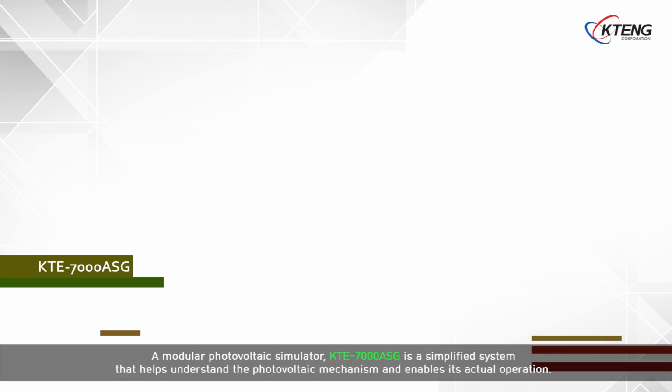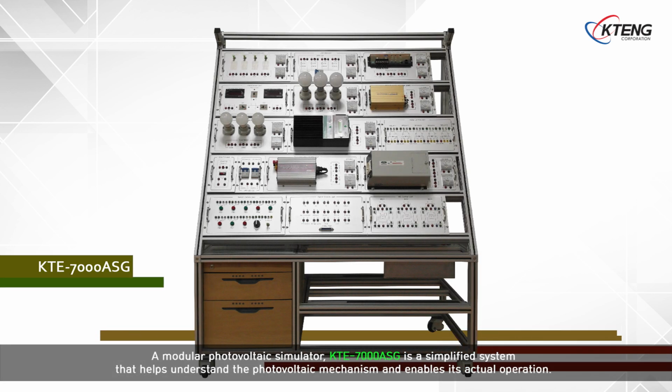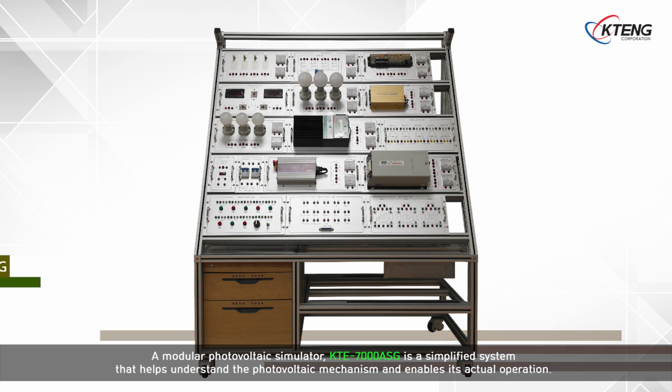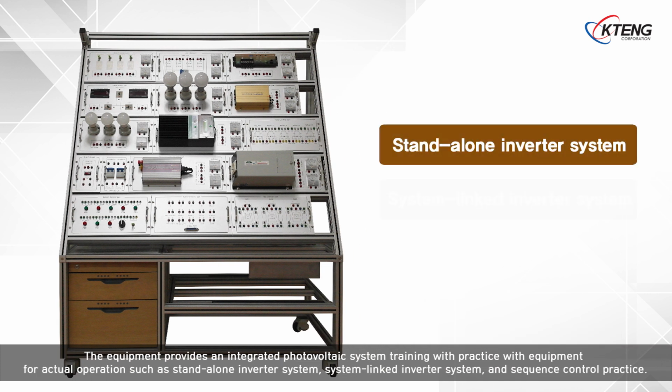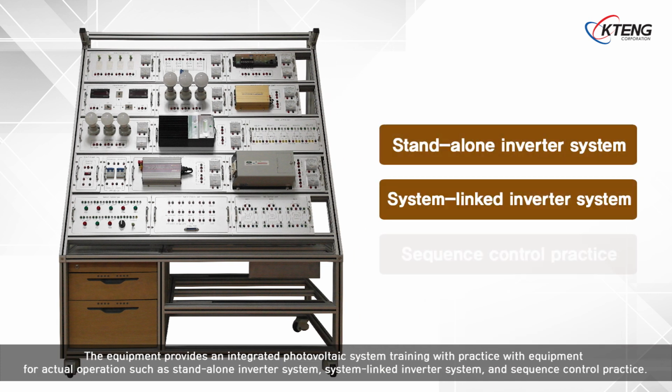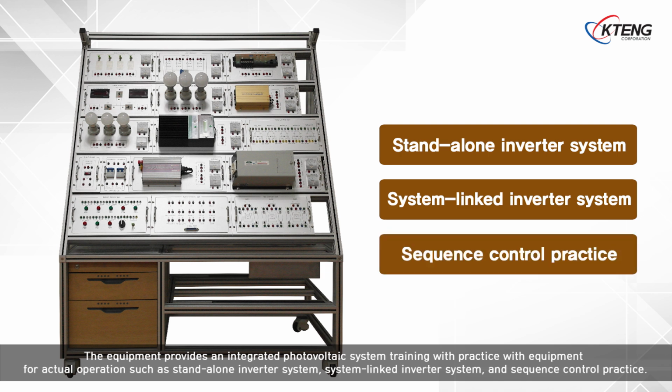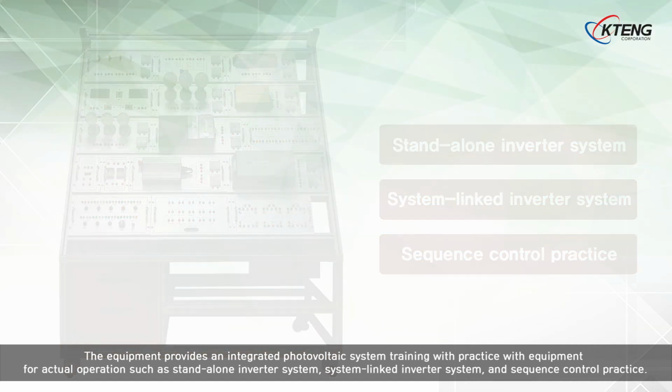A modular photovoltaic simulator, KTE 7000 ASG, is a simplified system that helps understand the photovoltaic mechanism and enables its actual operation. The equipment provides an integrated photovoltaic system training with practice with equipment for actual operations such as stand-alone inverter system, grid-connected inverter system, and sequence control practice.